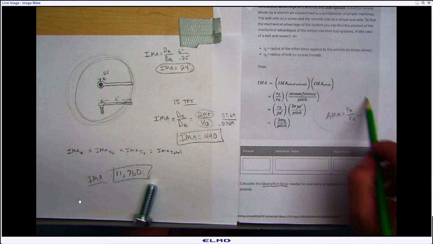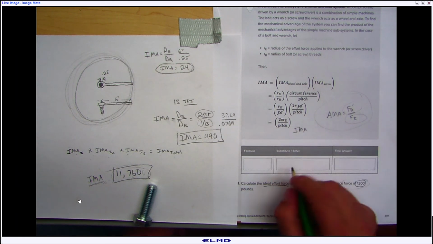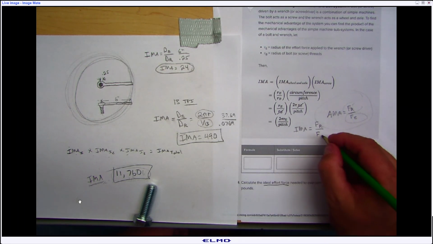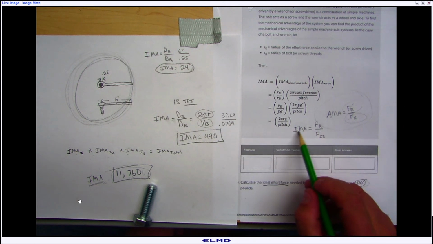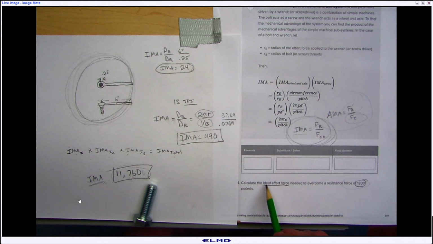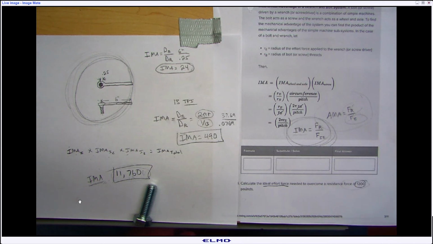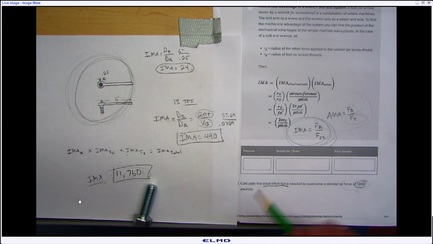So I can use this formula if I rewrite it a little bit and say IMA is equal to the resistance force over the force of ideal effort. The only difference, because you're using the same concepts in the same places, is that this is in an ideal world. It's saying calculate the ideal effort force, so we're not taking into account an actual measured amount of effort force put in. They're giving it to us. So that's where this comes from. We're just taking the force of resistance and dividing it by the force of the effort.